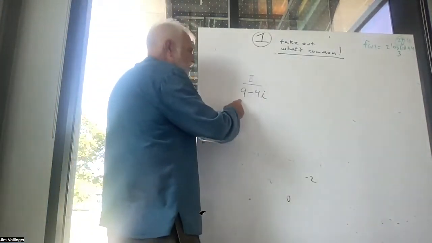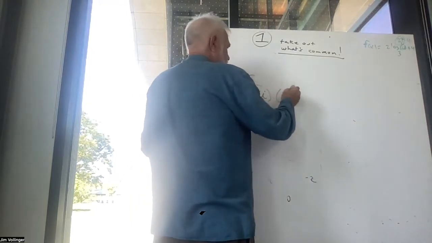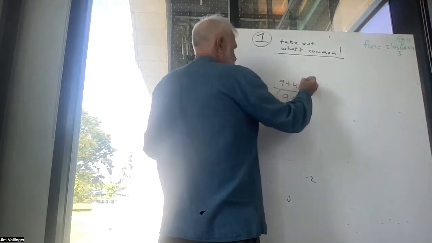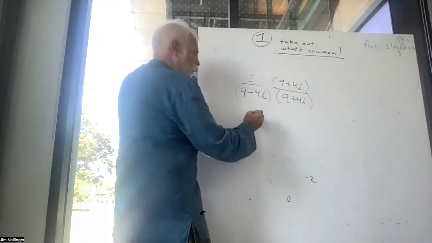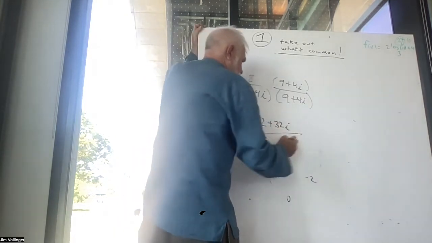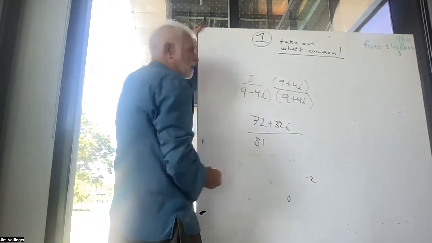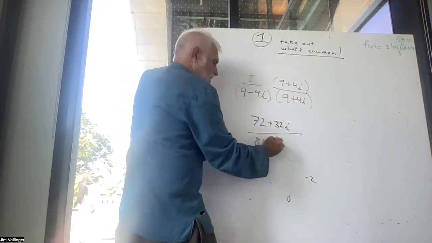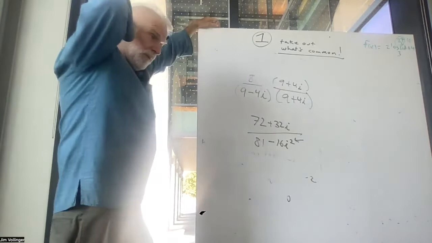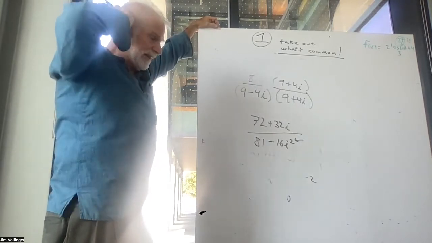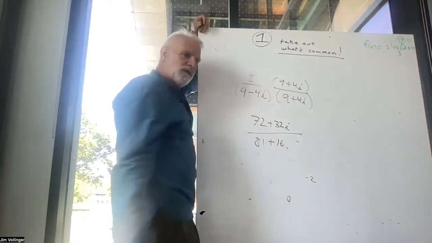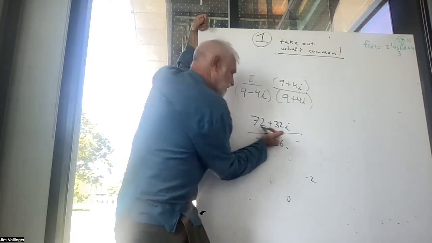All right. So what's the conjugate of 9 minus 4i? 9 plus 4i. Nothing hard about the numerator. 72 plus 32i. The denominator, 9 times 9, 81. Minus 4i times 4i, minus 16i squared. Pay close attention to that. That's where people make a mistake. What does minus 16i squared become? If I do i squared, it changes the sign of what's in front of it. And 81 plus 16 is 97.